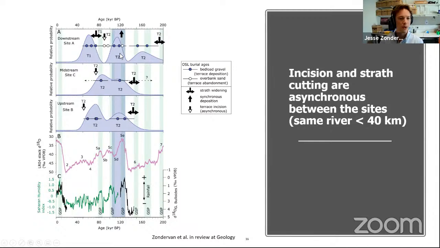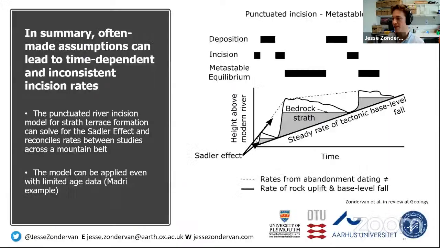So remember when we talked about the gradual incision model versus the metastable incision model? Well, with the metastable incision model, you don't necessarily have a direct correlation of strath formation with climate. That's very important when you start to think about the climate relationship. And that is one of the reasons why we can't just take ages and correlate them to get incision rates or rock uplift rates.